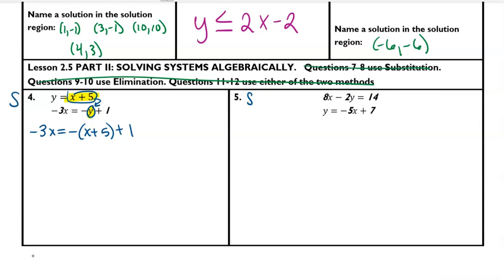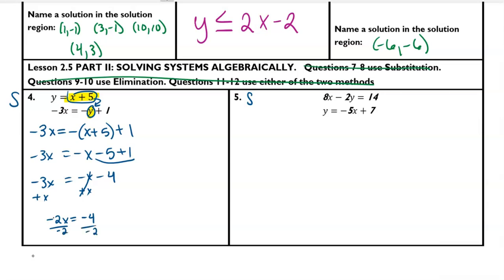Now we can solve by distributing that negative sign. Now we can combine these like terms on the right, and combining the x's on the left. Divide by negative 2, and x equals positive 2. All right, well, we are not done here.